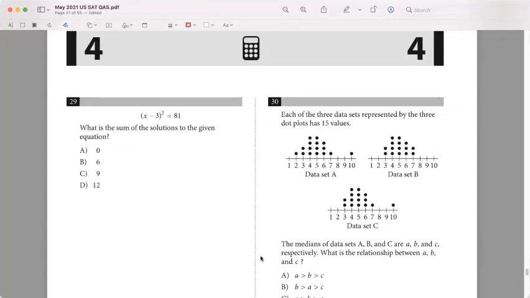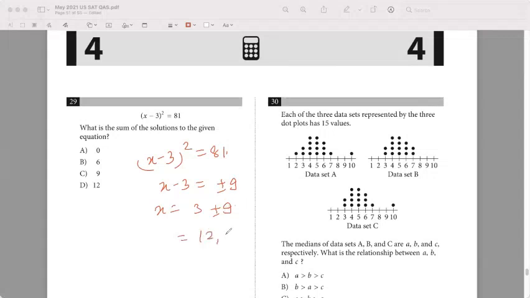29. What is the sum of the solutions to the given equation? So (x minus 3) whole squared is 81. So x minus 3 is plus or minus 9. So x is 3 plus or minus 9. So that's 12 and minus 6. So the sum of the solutions is 12 plus minus 6, which is 6. Option B.